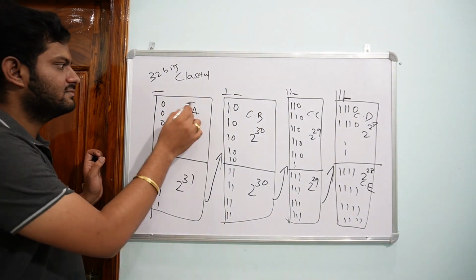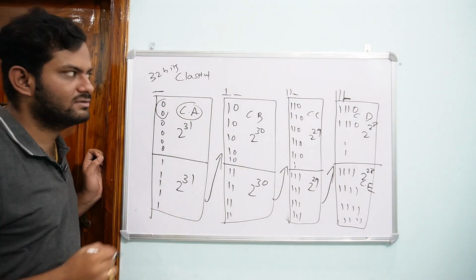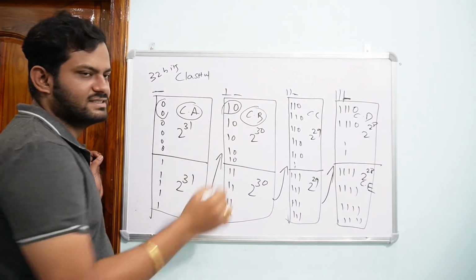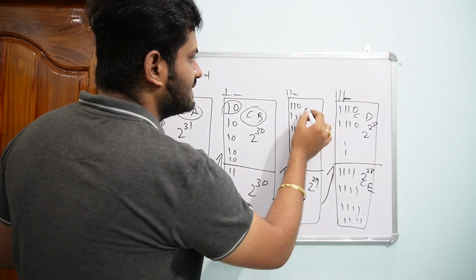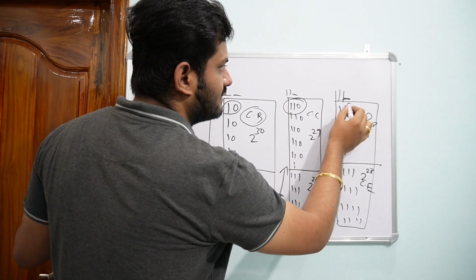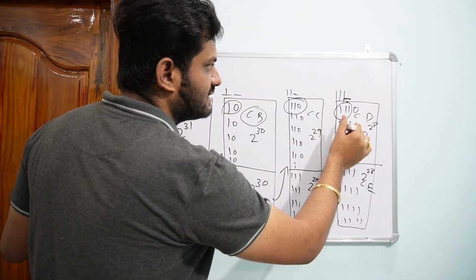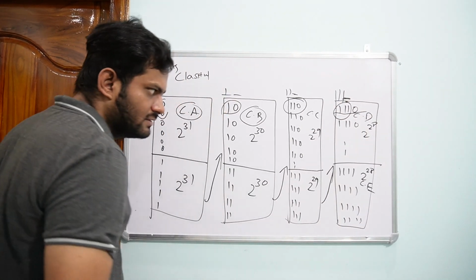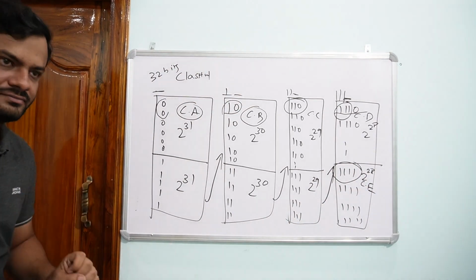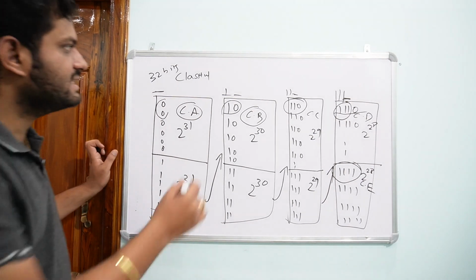So for class A, the first bit is fixed, which is 0. For class B, the first 2 bits are fixed, which is 10. For class C, first 3 bits are fixed, which is 110. For class D, first 4 bits are fixed, which is 1110, and for class E first 4 bits are fixed, which is all ones.